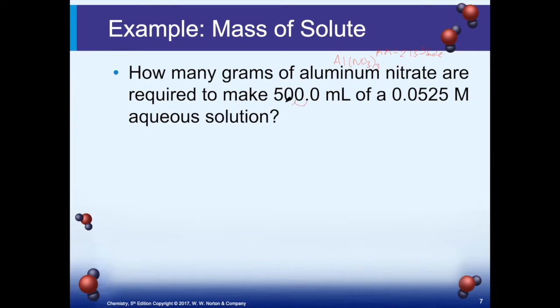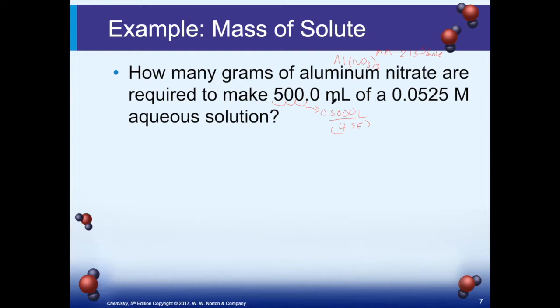Okay, and so how many grams of aluminum nitrate are required to make 500 mL, which, move the decimal place over, right? So that is 0.5000 liters. And remember, that's important for the sig fig part of it, right? The reason why I write it out that way is to illustrate that we got the 4 sig figs, okay? And in this one, you got a molarity of 0.0525, okay?